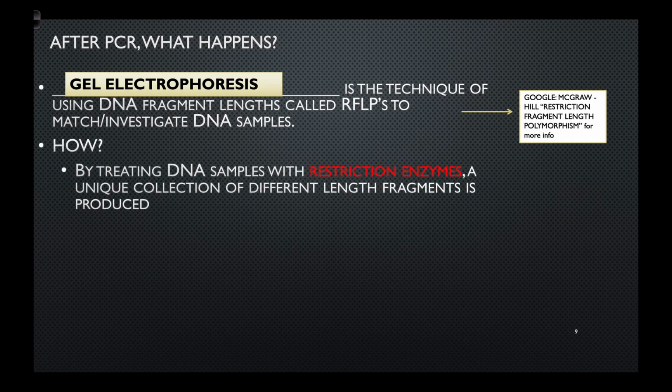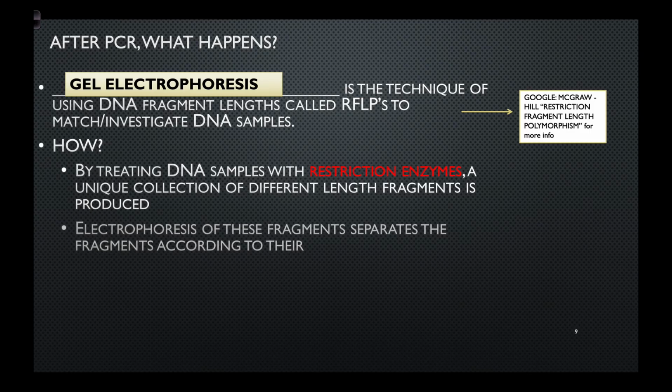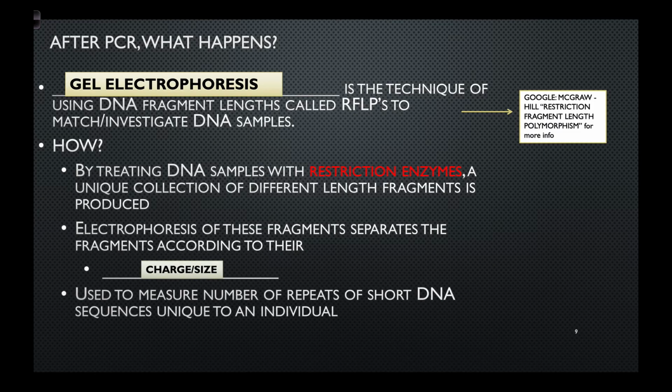Now, how is this done? What we're going to do is we're going to treat DNA samples with something called restriction enzymes. So remember, enzymes were these little protein helpers within cells that did specific jobs. Restriction enzymes are going to kind of work like chemical scissors. They're going to make cuts at specific places. And by doing that, we'll ultimately produce a unique collection of different length fragments. Electrophoresis of those fragments that are cut will separate fragments according to their charge and their size.